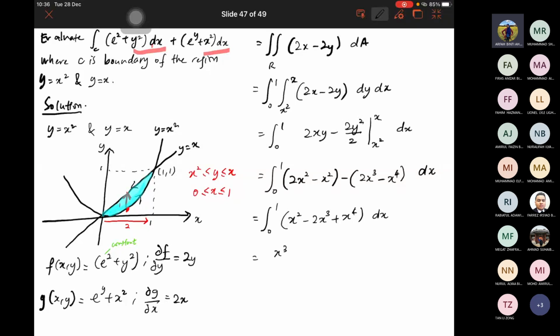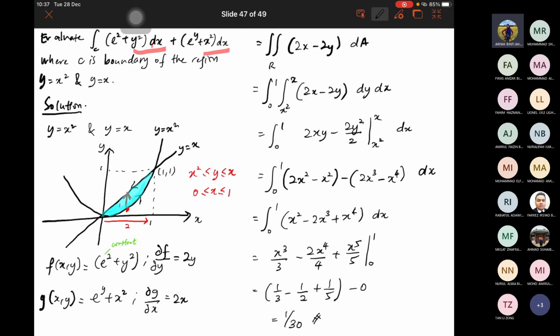So integration for this one, x cubed over 3 minus 2x kuasa 4 over 4 plus x kuasa 5 over 5, 0 to 1. So gantikan dapat 1/3 tolak 1/2 tambah 1/5, tolak 0. Dapat 1/30. So then ada exercise yang saya letak dekat dalam tu, tapi saya pun tak ada dia punya final answer. So awak boleh try lah sendiri by yourself.